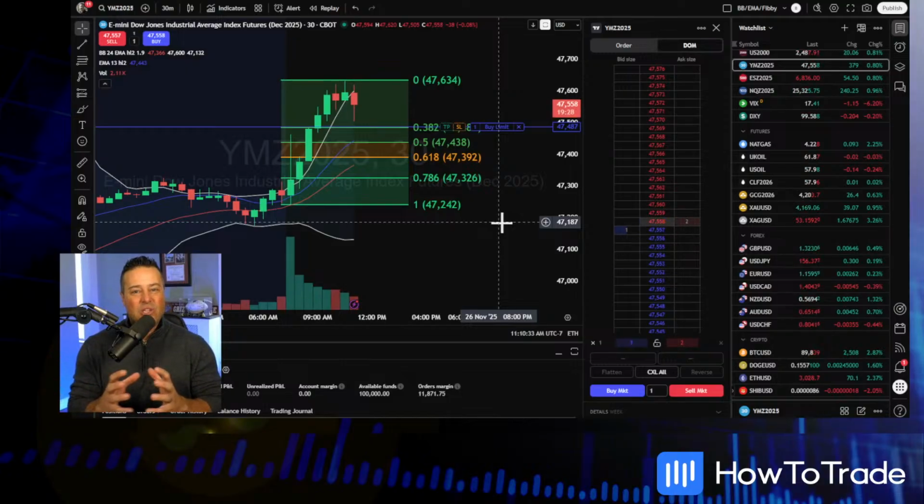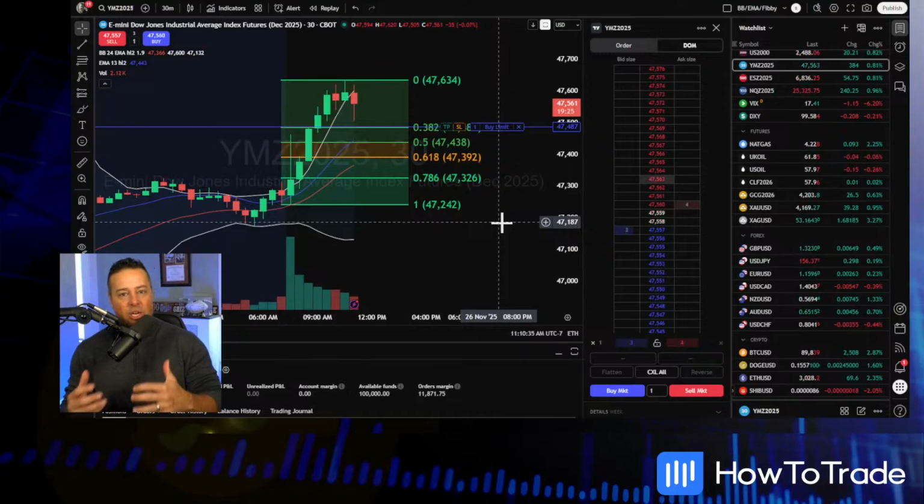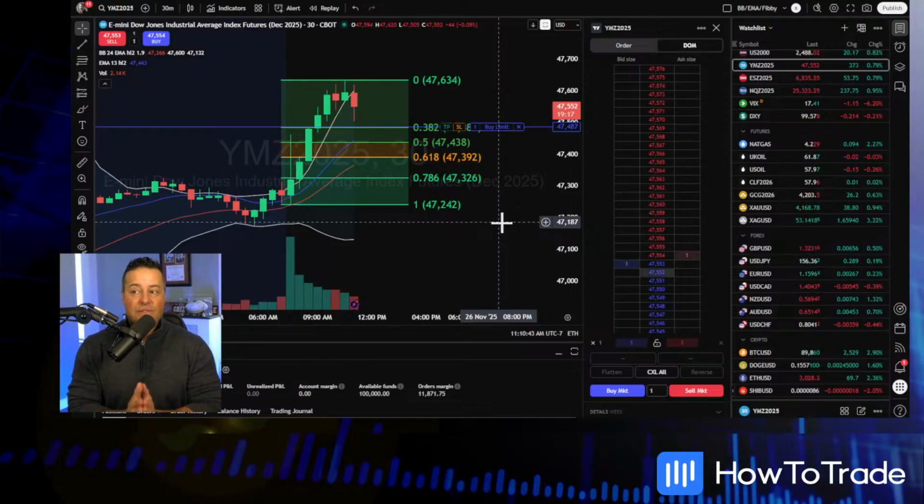Now, that's a really extended tick scalp. Maybe we could shoot for 3, but given that volatility, I think we can shoot for 4 and be in pretty good shape. So what are we looking to do here? We're at 47,487, so that's going to be our entry. That's about 3 ticks above our 38%.